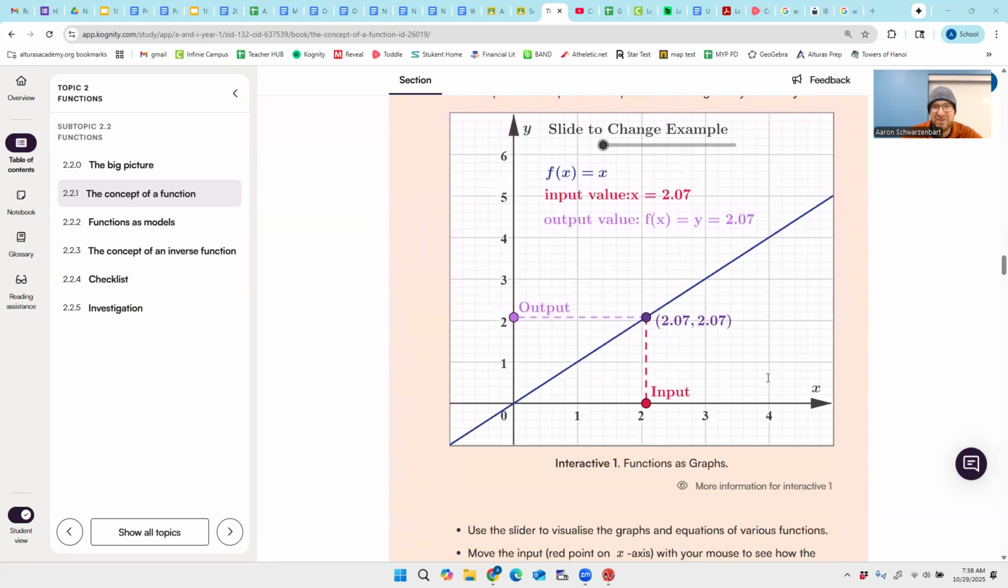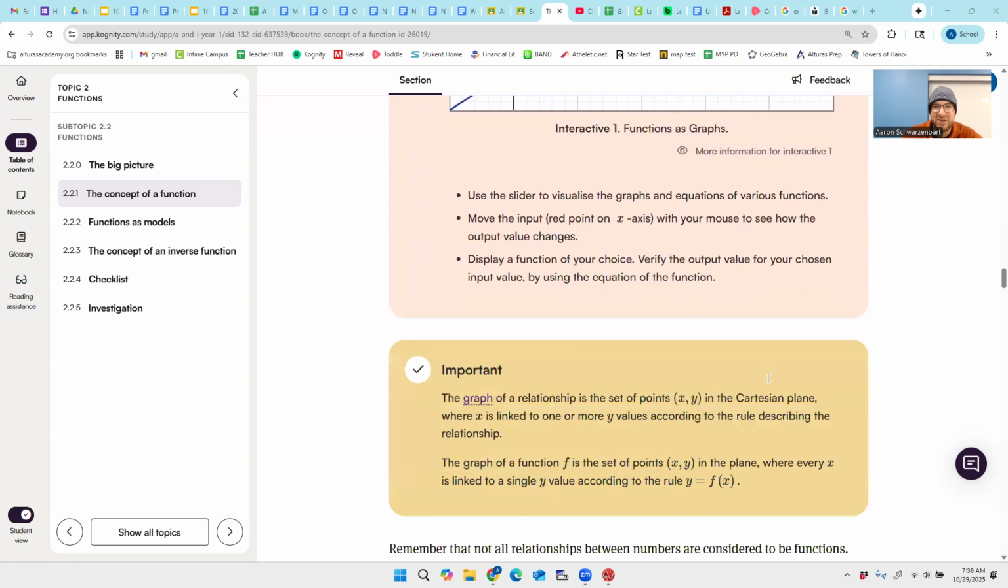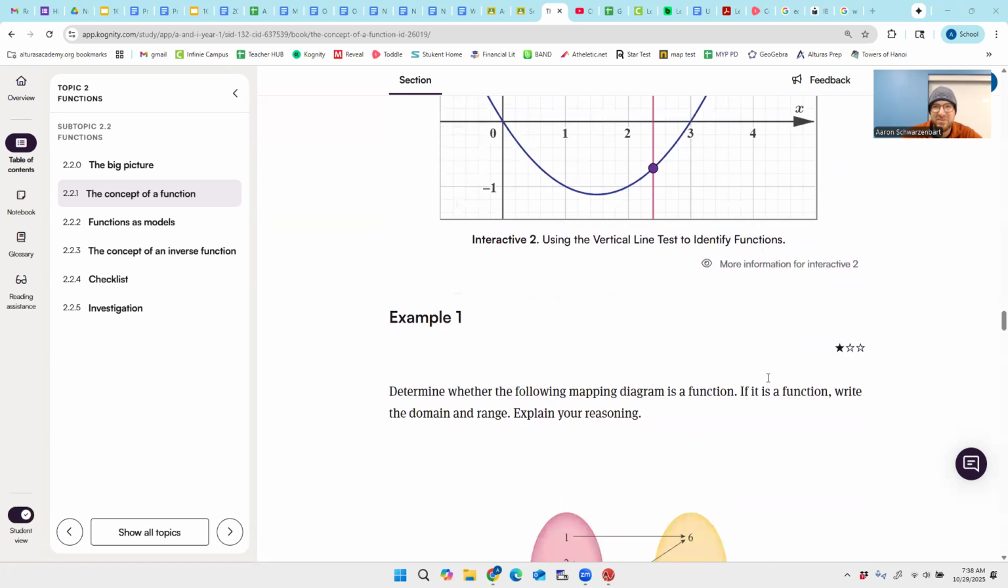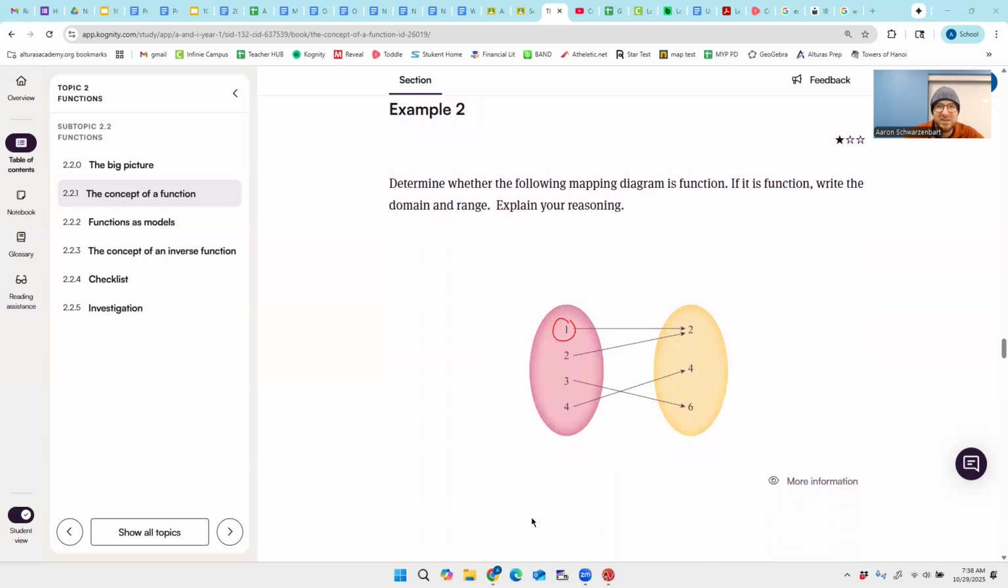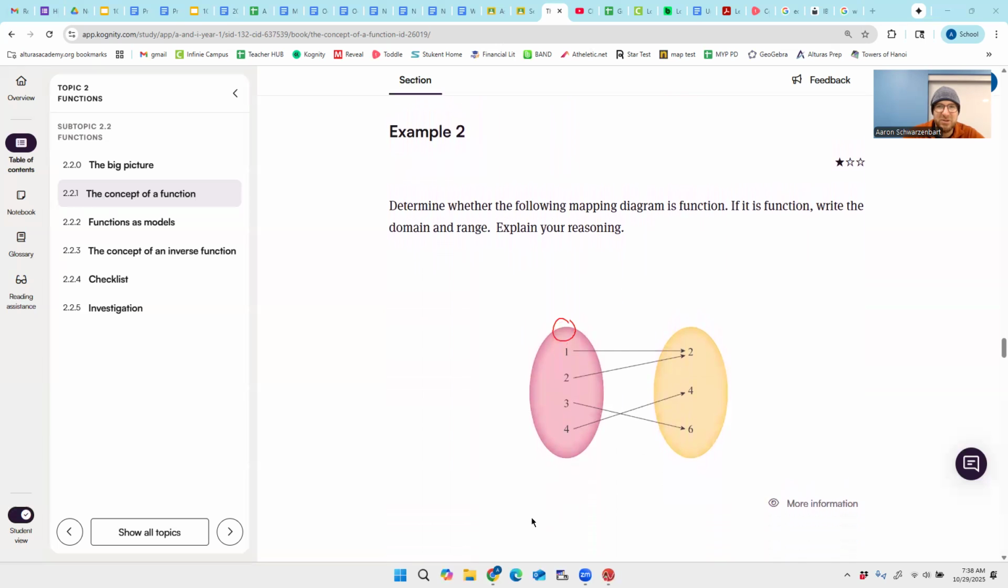Functions as graphs and mapping diagrams. Determine whether this is a function? No. 3 goes to both 7 and 8. The fact that 1 and 4 go to 6 doesn't matter, but 3 going to 7 and 8 is the key, not a function. Example 2, however, is a function. Each x goes to only one y.